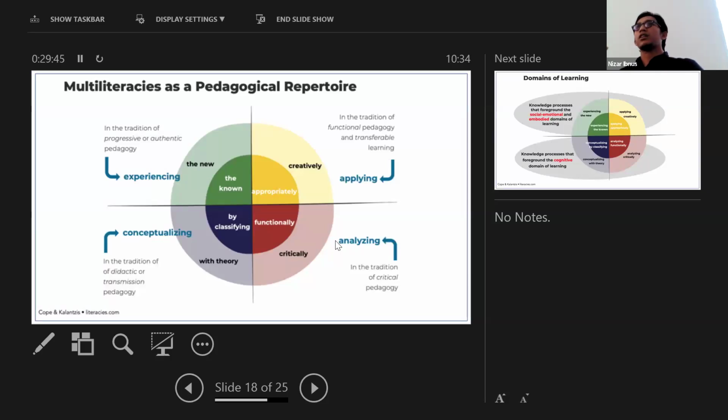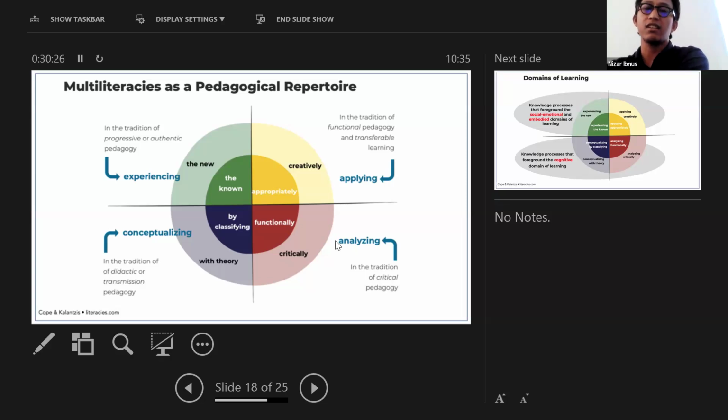and they do not want to make them contradict each other, because according to them there is a lifetime, quote unquote, debate between didactic pedagogy and authentic pedagogy. It means that the didactic belief is that students need to follow what the teacher asks them to do, while in authentic pedagogy it is quite the opposite. For example, the experiencing part, we can read it like this: experiencing the new and experiencing the known.